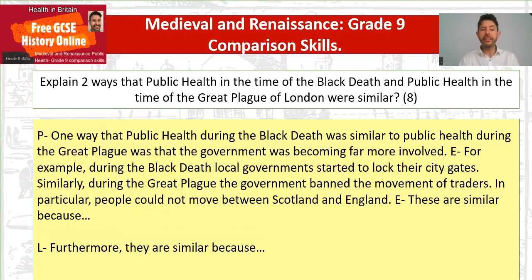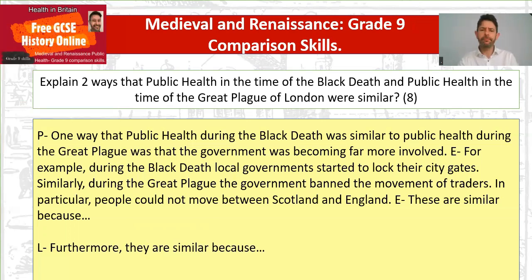Okay, so here's my example. For example, during the Black Death, local government started to lock their city gates. You could then say, obviously, Gloucester and Norwich would be better, to use those place names. Similarly, during the Great Plague, the government banned the movement of traders between Scotland and England in particular. And these are similar about public health because... okay, see if you can pause and think about an idea. How are these similar about public health? Why are these similar? What can we explain about why they're similar?